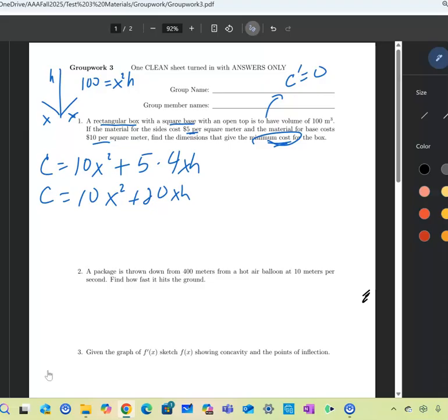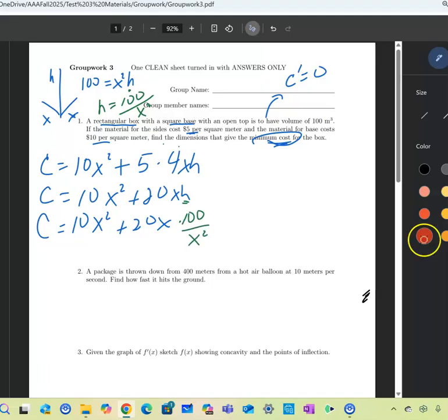So I know I'm going to need to solve this for h. So h is equal to 100 divided by x squared, and I'm going to substitute that in. So I get C equals 10x squared plus 20x times the h, which is 100 over x squared. Simplify before you take the derivative. So this gives me 2,000 over x.